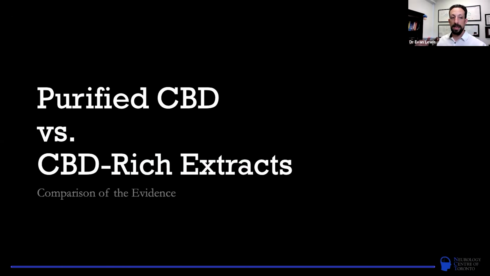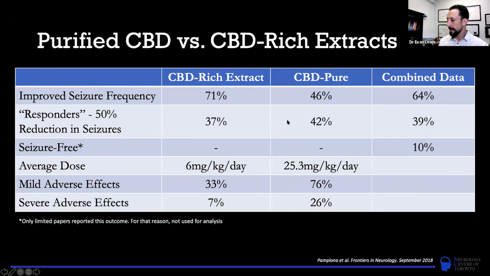Now, when we try to compare these things, purified CBD and CBD-rich extracts, as I said, this is the biggest, most contentious point in cannabis probably right now, or one of the biggest questions to answer. When we look at the rich extracts versus pure, so again, the rich extracts are going to have THC in them. It looks like about the same number of people respond, but look at the dose difference. You need a lot less CBD than you do when you're using a purified CBD solution. So this is interesting. And as you look at the adverse effects as we go up to higher doses, it looks like there's more adverse effects. So overall, this is a question here, which one is better?